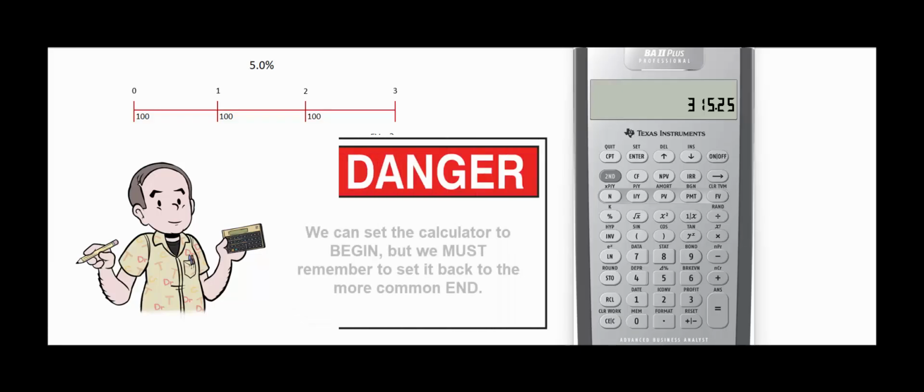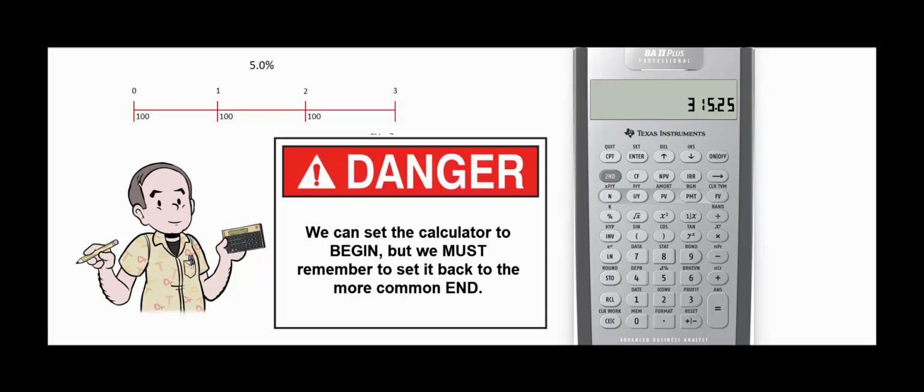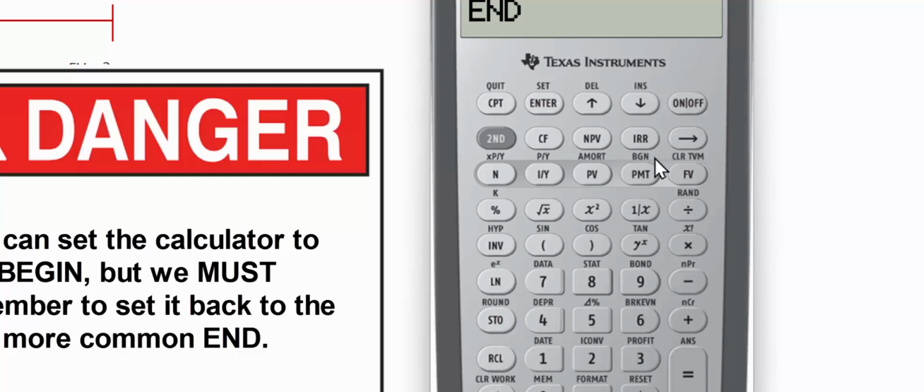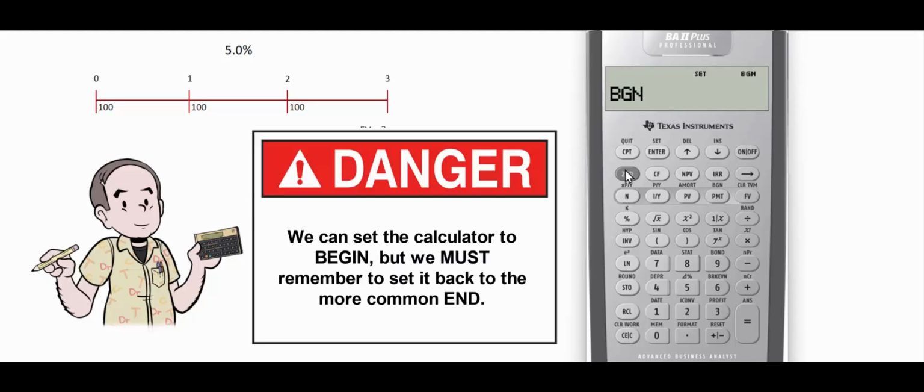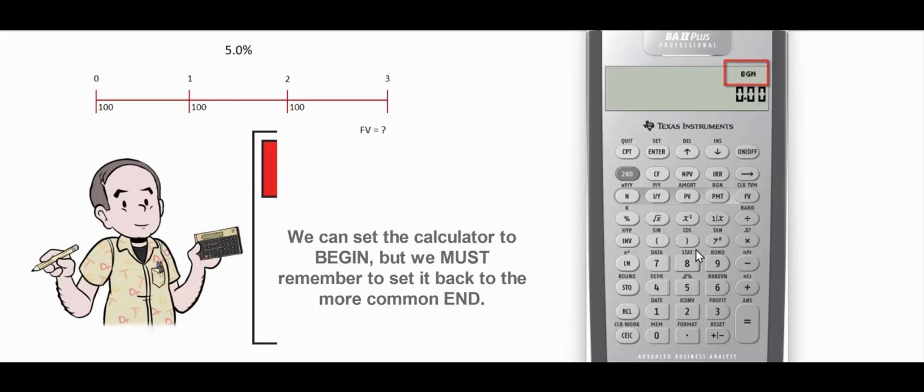There is a way to do it on the calculator, but there's an inherent danger. Danger, danger, danger. So what we'll do is we'll go to second, begin. See that BGN over there above the payment? And we're going to go second, set, and now it's set to begin. We'll hit second, quit, and now up in the upper right-hand corner are the letters BGN. And the danger is that you will forget, I have, to reset that thing back to end when you're done, because most of the time annuities are annuities, not annuities due. But let's plug the numbers in anyway.